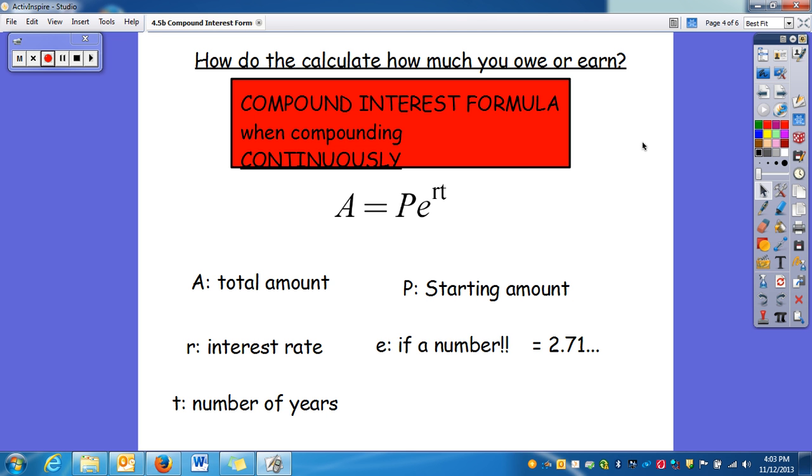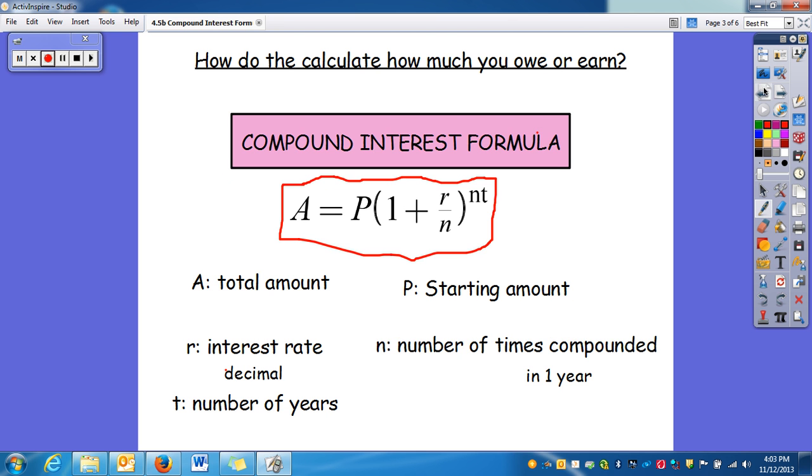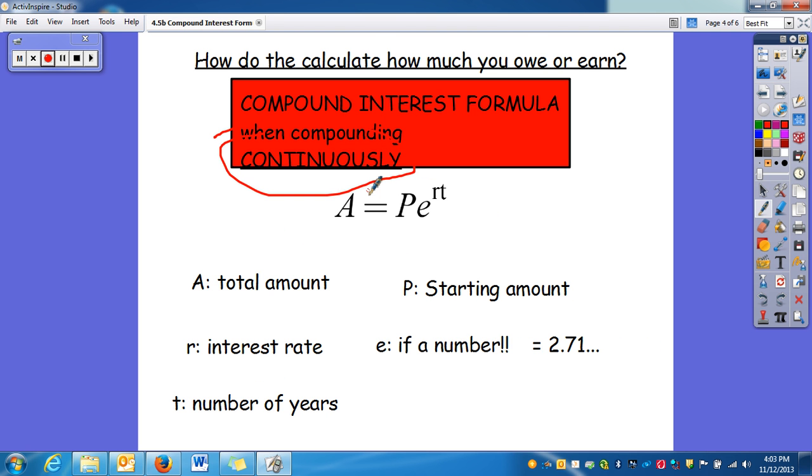There's also something called compounding continuously. So you use this formula when compounding continuously, and it would actually say the word continuously. If it doesn't say that, then you're using the other one. It will tell you how many times we're compounding. But if you hear the word continuously, we're using this formula. And the nickname of this formula is PERT, because of how the letters spell. So again, you have to know what everything stands for. A is your total amount. P is your starting amount. That's the same in both formulas.